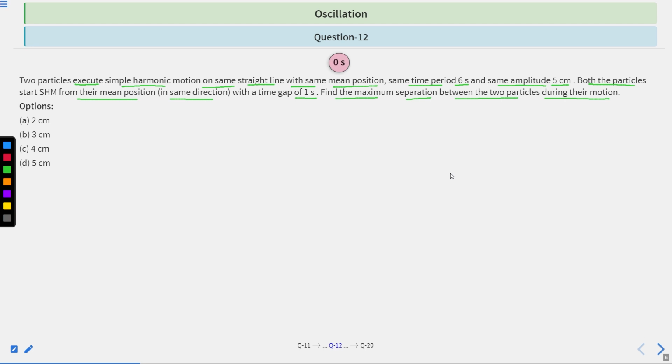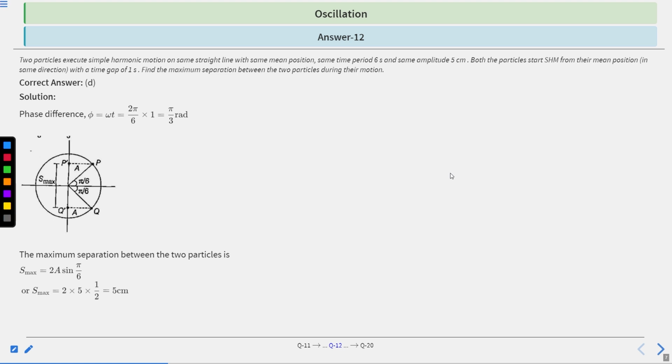Let's find the solution. We know the formula of phase difference, phi equal to omega t. Putting the given quantities in this expression, phi equals 2 pi divided by 6 multiplied by 1. The time gap is 1 second. So phi becomes pi by 3 radian.